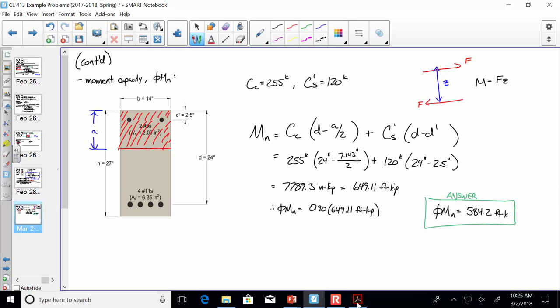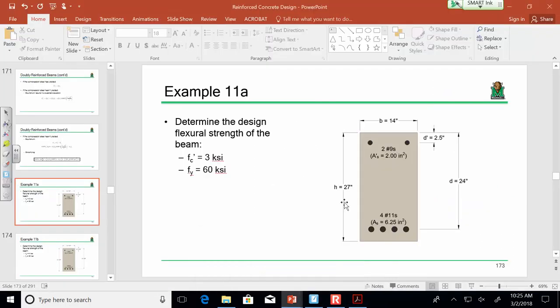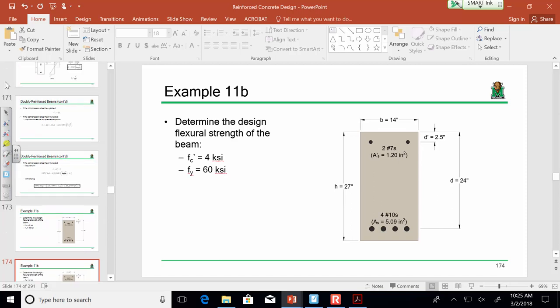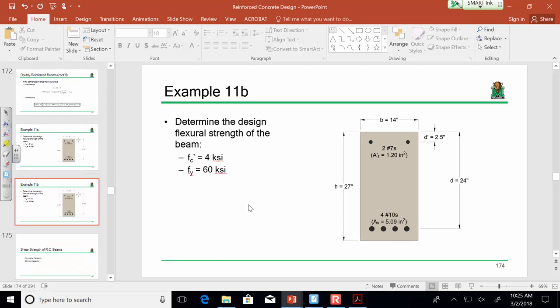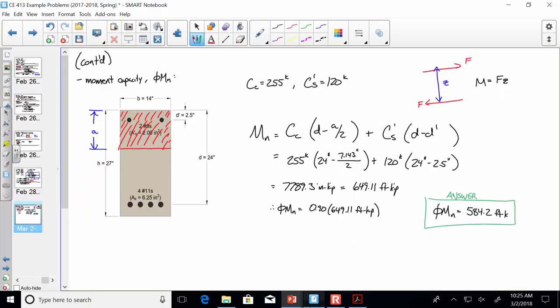Okay. Now, you're going to look at these two examples, and they're going to look exactly the same. And for the most part, they are, with a few slight changes. Here's example 11A. Here's example 11B. The only thing that majorly changed between the two is I changed the area of steel in compression. I went from two number nines to two number sevens. And I used 4 ksi concrete for this example as opposed to 3 ksi concrete. But I think you're going to see it's enough to throw everything into disarray. So let's see what happens.